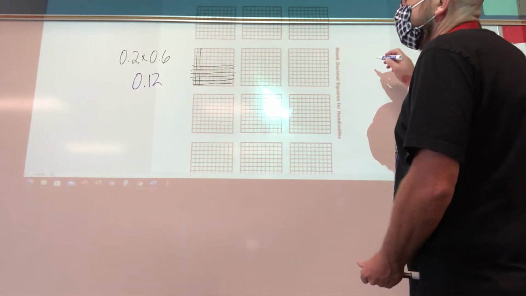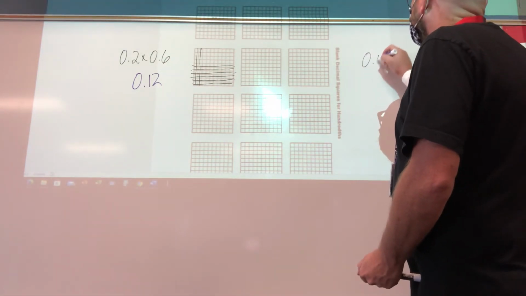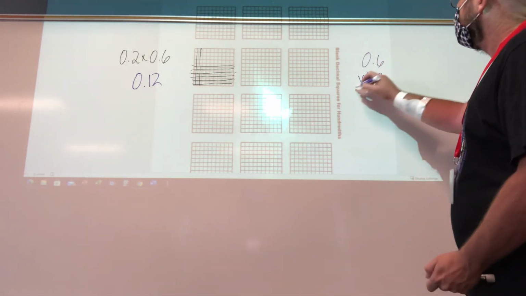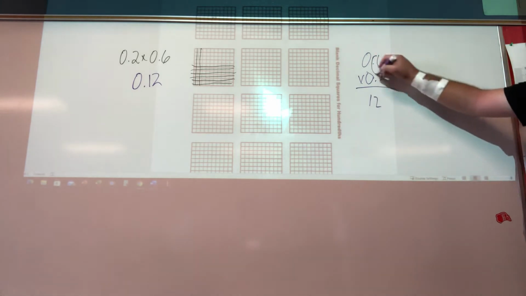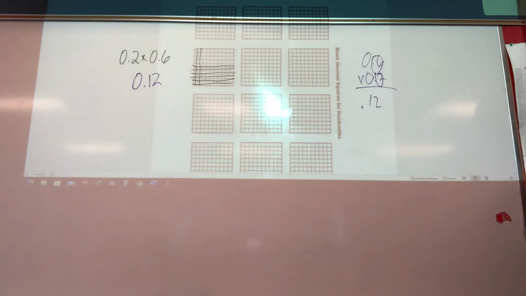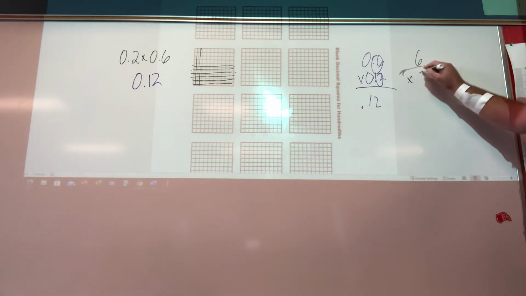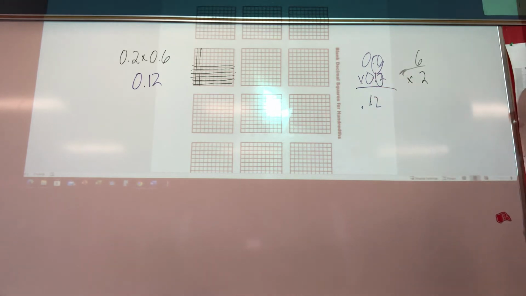And so our answer should be 0.6 times 0.2. I get 12, with 2 decimal places behind it. If you do not rewrite it without the decimal point, you're going to want to put that decimal point straight down, just like you do in adding and subtracting. Okay? That's why I make you rewrite it.